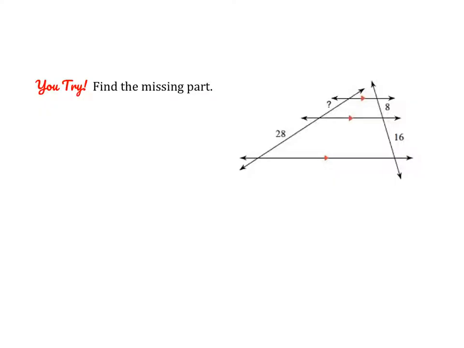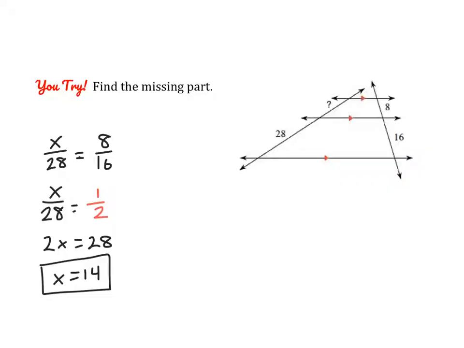All right, here's the last problem. Go ahead and pause the video and see if you can solve for this value. All right, so here you can see that I created the proportion x over 28 equals 8 over 16. Then I simplified and cross multiplied to solve. But you could have also said x over 8 equals 28 over 16. That would work just as well. There's other proportions that should give you the exact same answer.